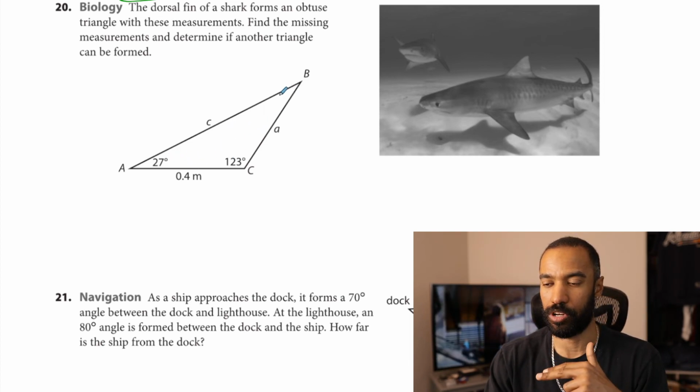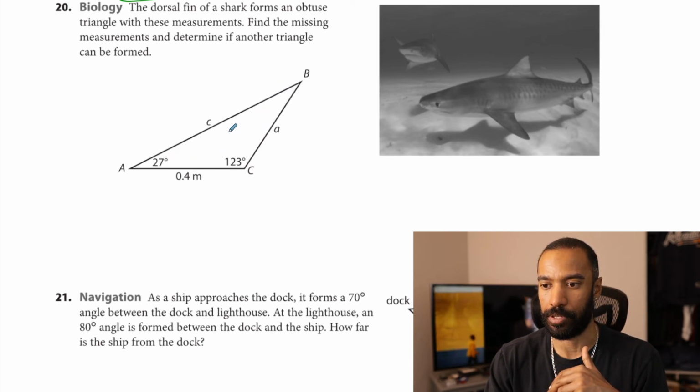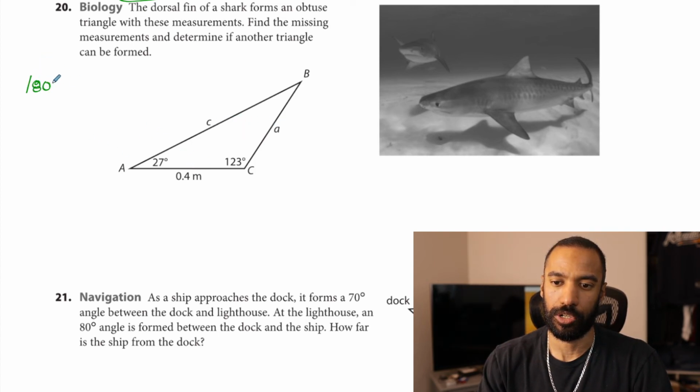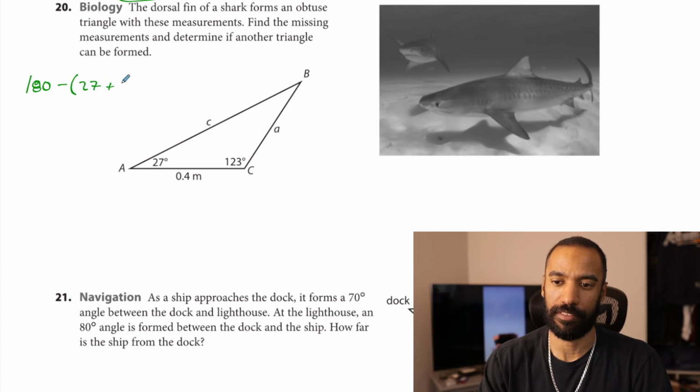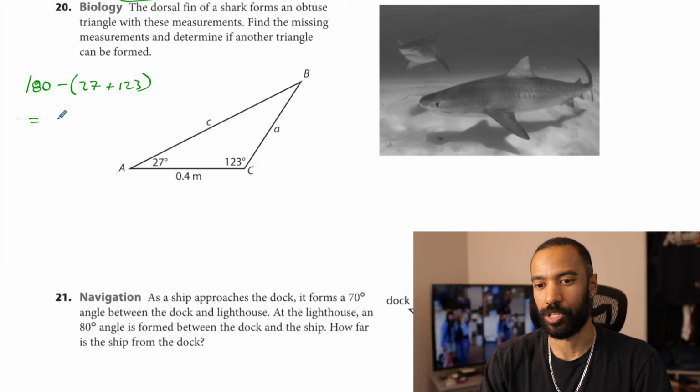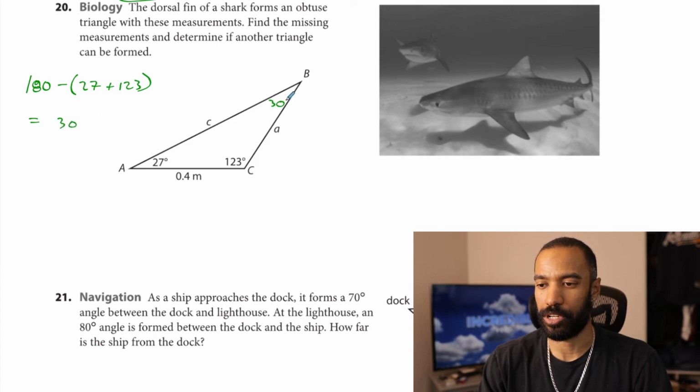So let's find out what these other lengths are. Now let's start by finding the measure of angle B so we can have an angle and side opposite and use those to find these measures here. So 180 minus the sum of 27 plus 123, which is 150, so it's 30. So this is a 30-degree angle measure here.